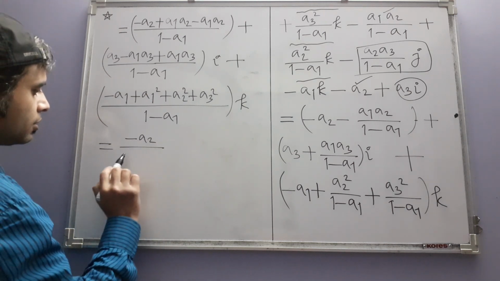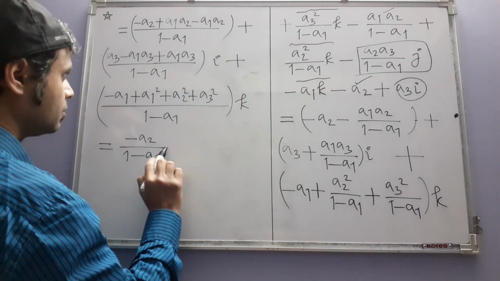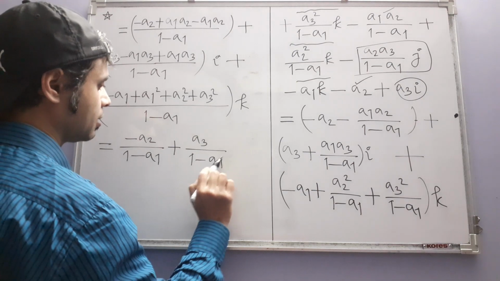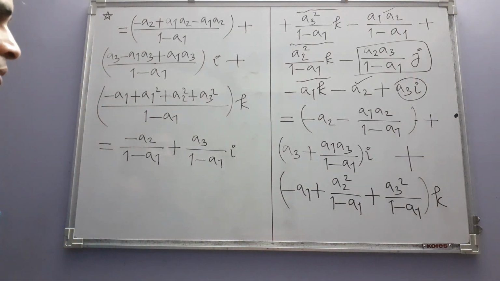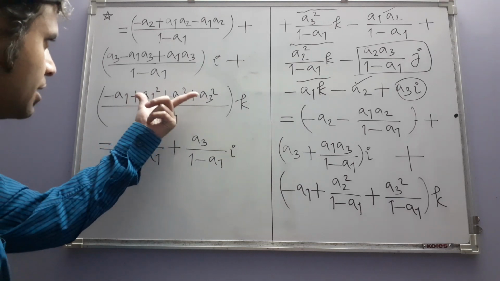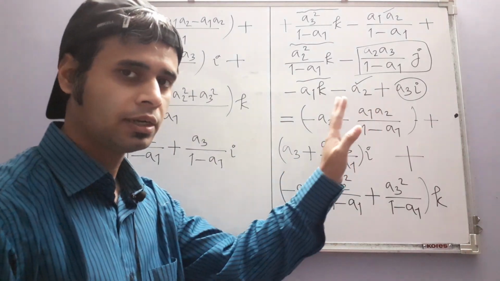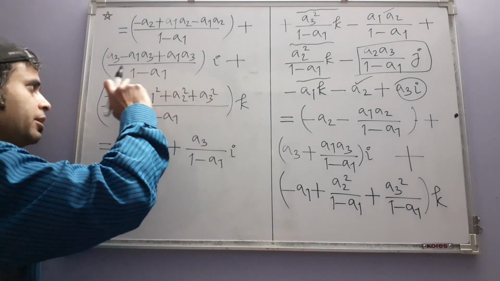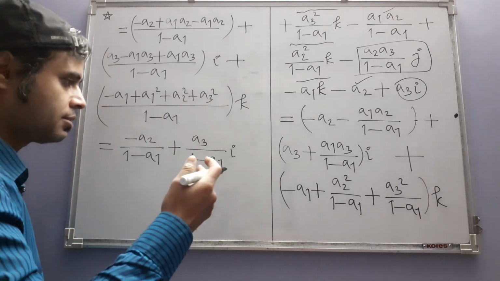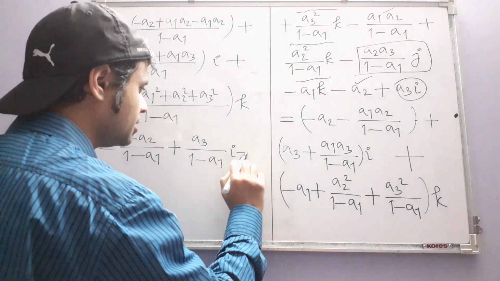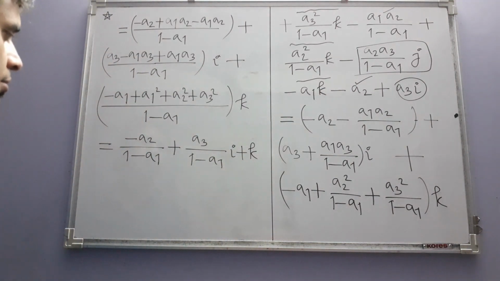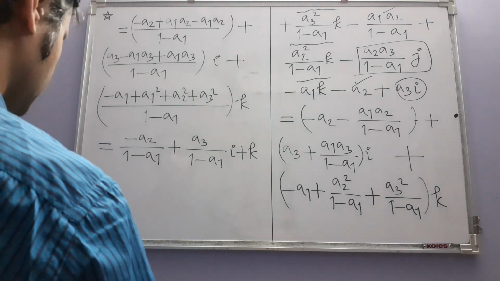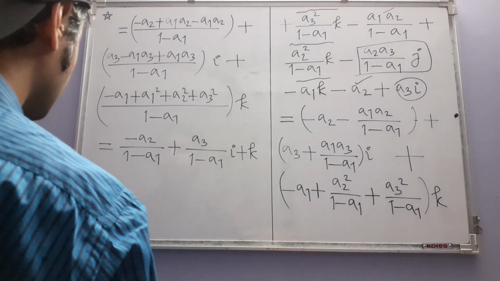So we are having minus a2 divided by 1 minus a1 plus a3 divided by 1 minus a1 i plus, okay. Now this sum a1 square plus a2 square plus a3 square is 1. We already have that condition because that is the type of t we are considering. So we actually have 1 here, and that 1 minus a1 divided by 1 minus a1 gives us 1. So that means we just simply have plus k. Okay, so we have got something. So this is our ST, but this is not just any ST. It's not just any quaternion. It's a special type of quaternion.